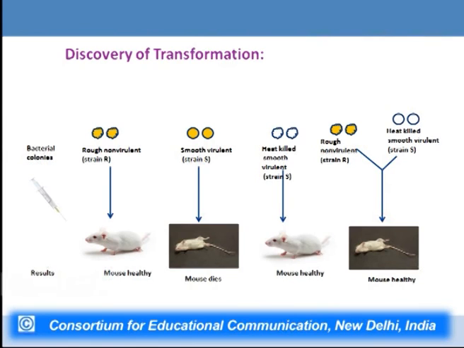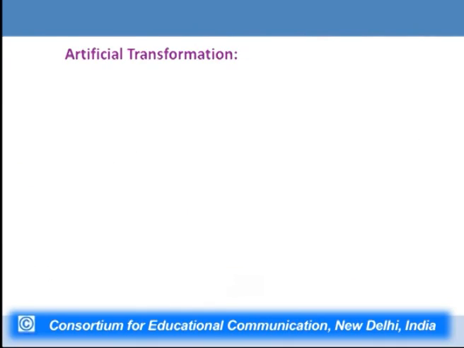When he took the smooth strain bacteria and killed them with heat, and injected this along with the rough strain bacteria into the mouse, the mouse got killed. So this occurred because there was uptake of DNA by the rough strain bacteria from the smooth strain bacteria. The DNA of the smooth strain was taken up by the rough strain bacteria, and this led to killing of the mouse, and this was the first documented evidence of transformation.